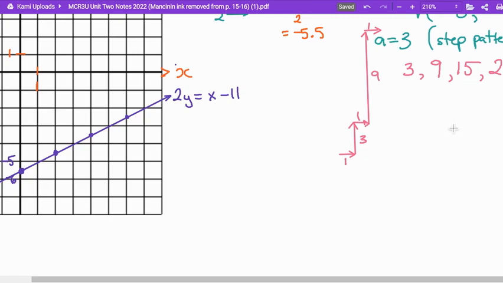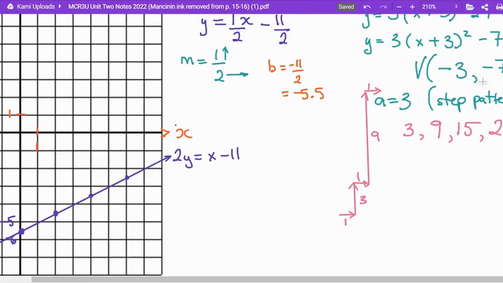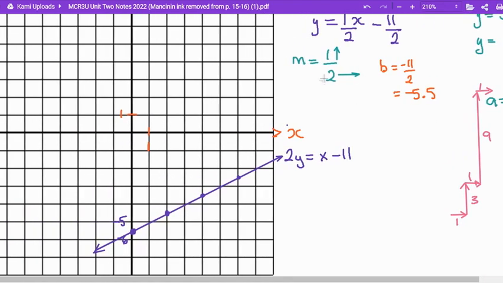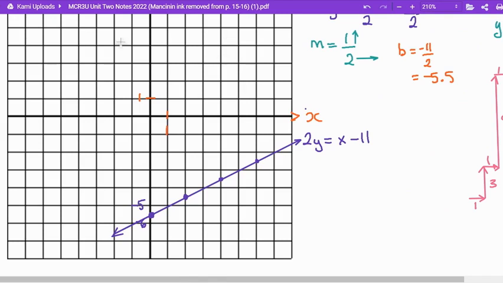Okay, so we need to start by drawing the vertex of -3, -7. So we are in the third quadrant. Remember, first quadrant, second quadrant, third quadrant, fourth quadrant. So -3 is here. -7 will be one lower. And so our vertex is here.